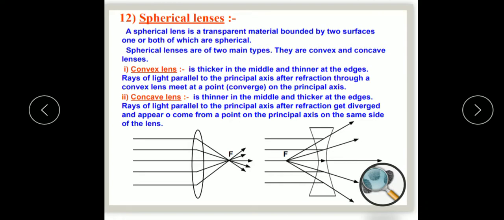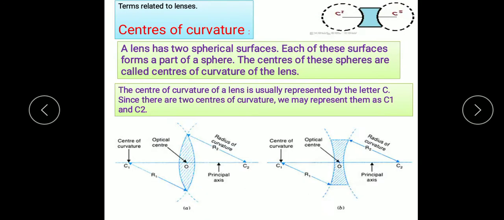Now we have to discuss some important terms related to spherical lenses. Let us discuss these one by one. The first one: what is the center of curvature? A lens, either a convex lens or a concave lens, has two spherical surfaces. Each of these surfaces is formed from part of a sphere. The centers of these spheres are called the centers of curvature of the lens. The center of curvature of a lens is usually denoted by the symbol C.